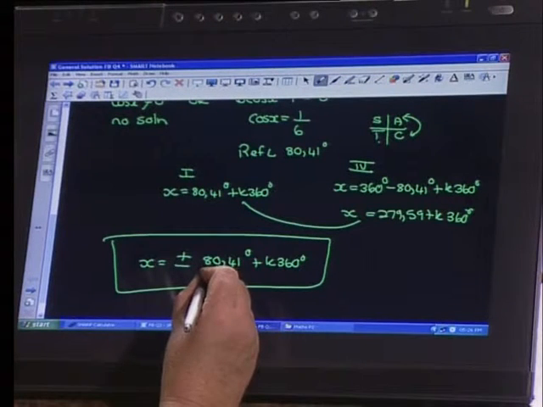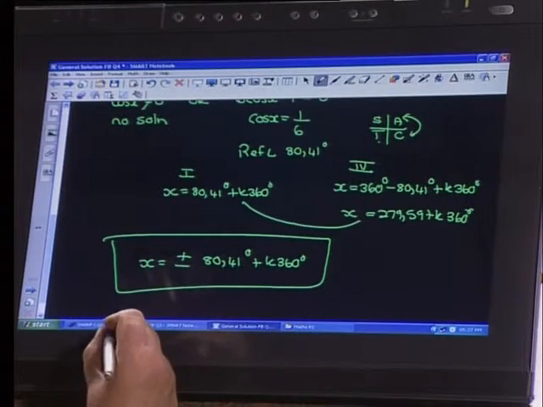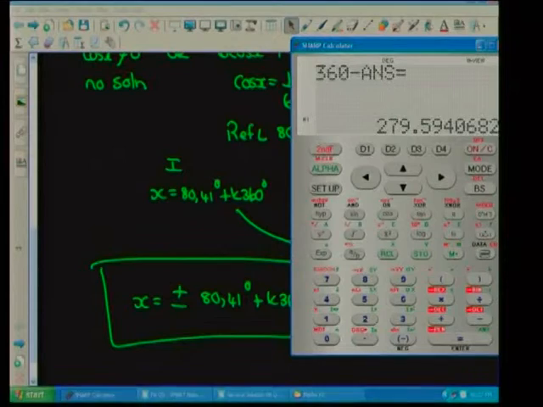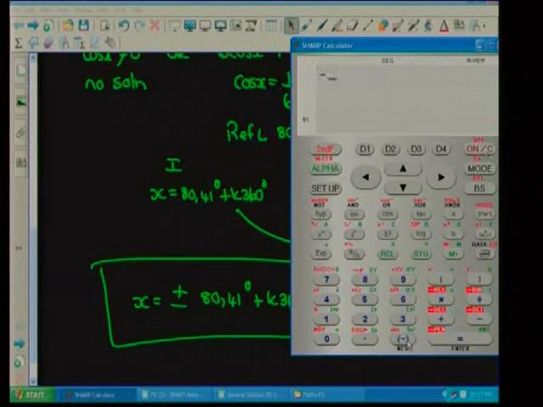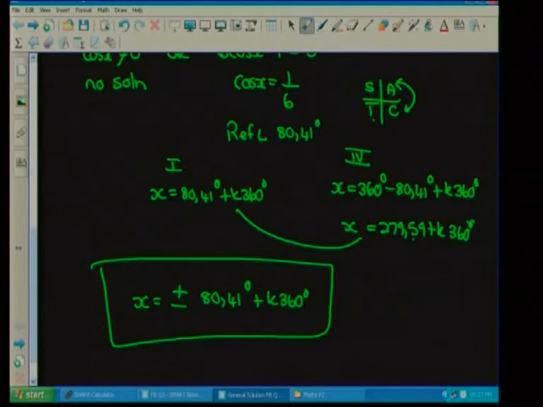If you take negative 80,41, let's just bring the calculator up. Let's clear it. If we take negative 80,41 and we add on 360, you get your 279,59, which is exactly what the other solution told me. So all that happens is this is a condensed form of these two, but it's absolutely fine.